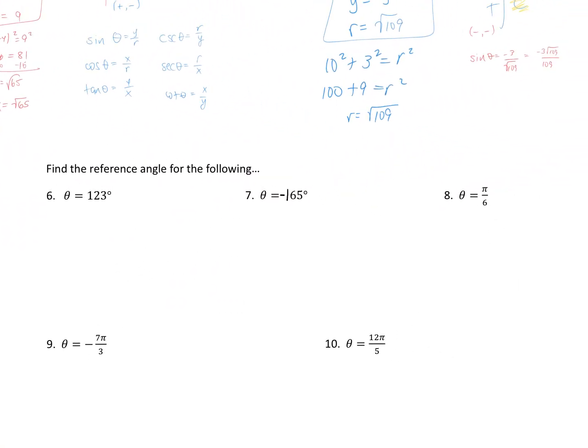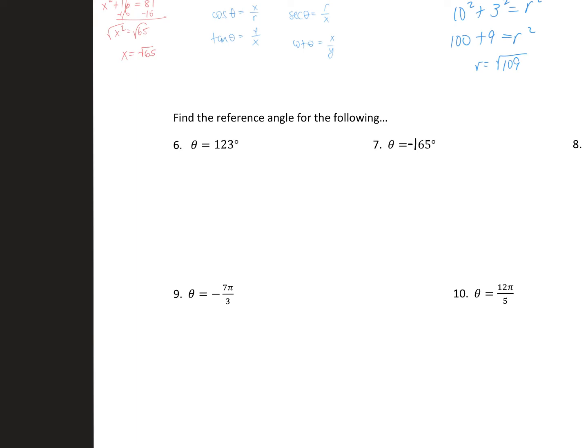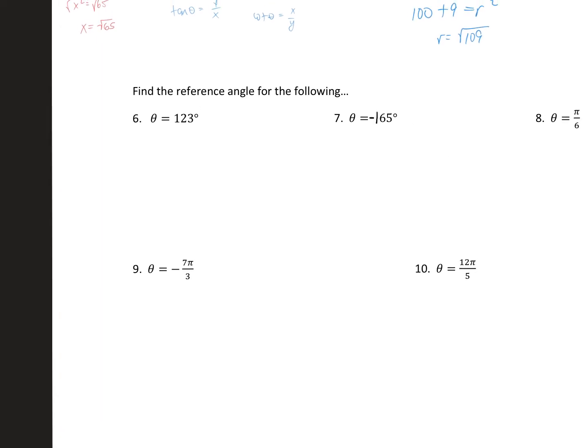I changed number 7 just because I wanted to do a different kind of number. But you guys will have questions. Super straightforward. I'll give you one in degrees. I'll give you one in radians. And it's going to say, find the reference angle, okay? Again, this is how you would show me work. And let's remind ourselves how to do this.